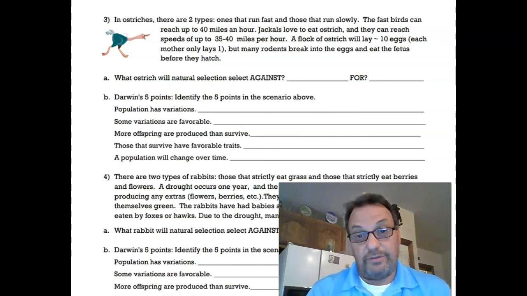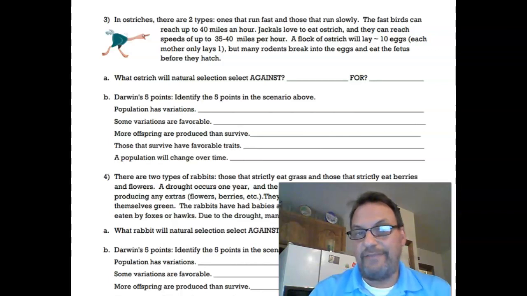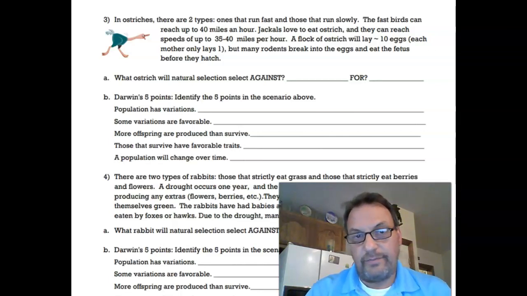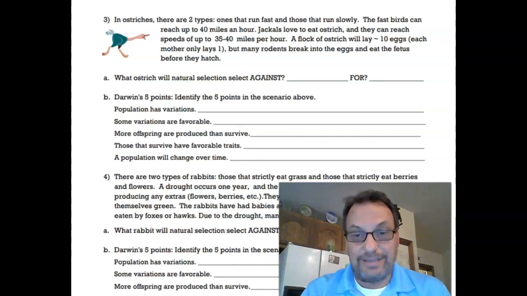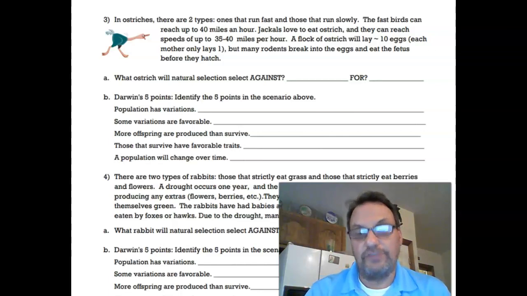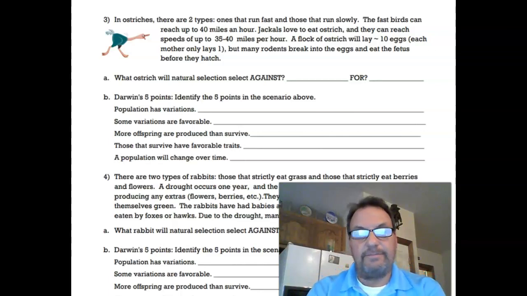Which variation is going to be the best one? I think you already know. A flock of ostrich will lay 10 eggs. Each mother only lays one, but many rodents break into the eggs and eat the fetus before they hatch. So which ostrich will natural selection select against? It's going to select against those that run slowly. And it's going to work for those that are fast.